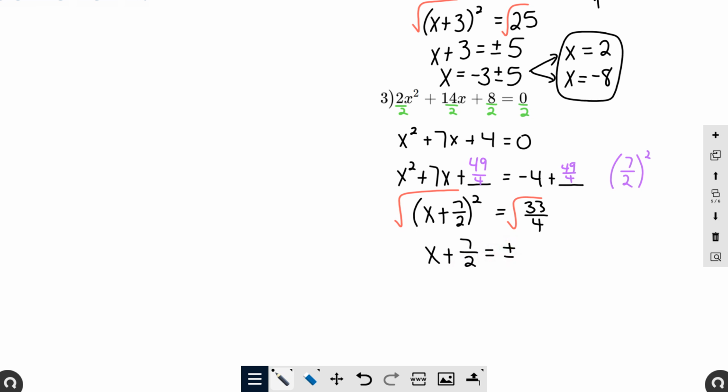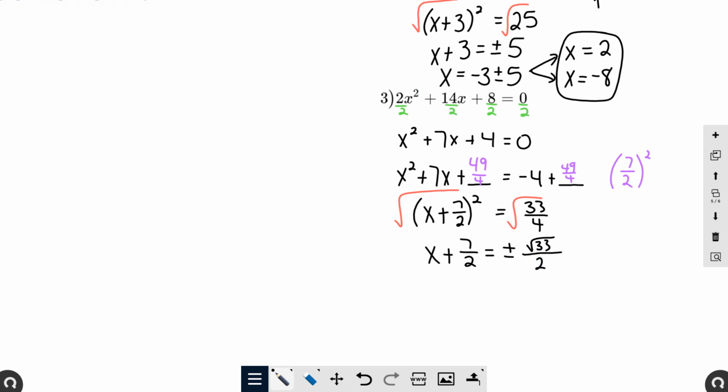So x plus 7 over 2 equals plus or minus. Now when we get here, square root the top and square root the bottom. What about 33 though? You can't do it. It's a prime number. So we leave it as square root 33. And then that's over, what's the square root of 4? 2.